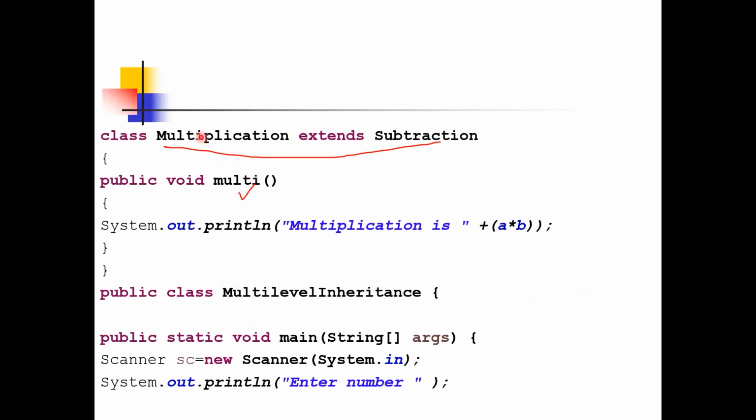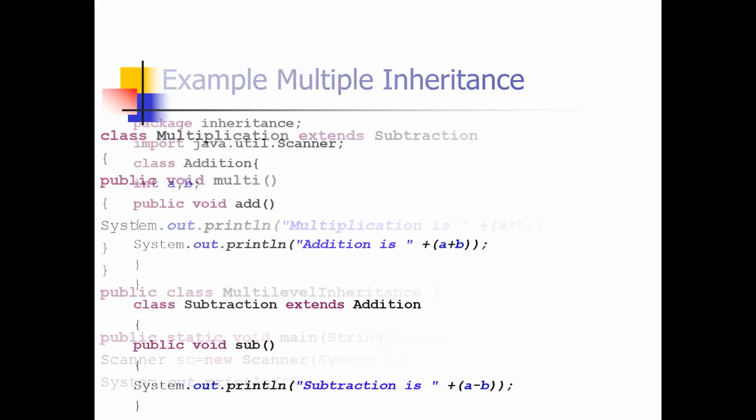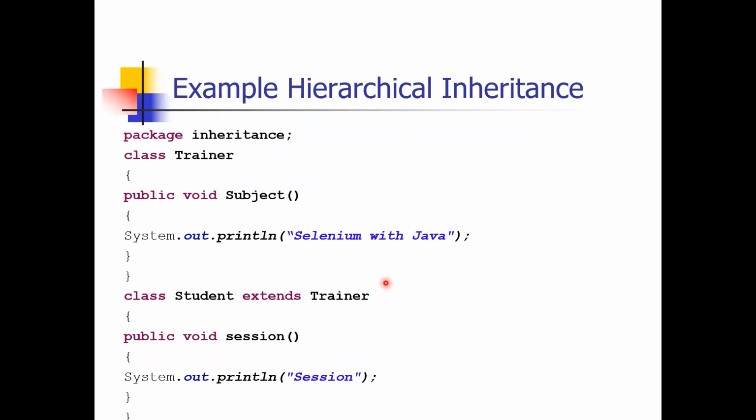So what will it do? The multiplication class extends the subtraction class, so it will jump to the subtraction class. In the subtraction class, it finds the method sub, so it will print subtraction a minus b. Okay, this is the example of multiple inheritance. Next is the example of hierarchical inheritance.